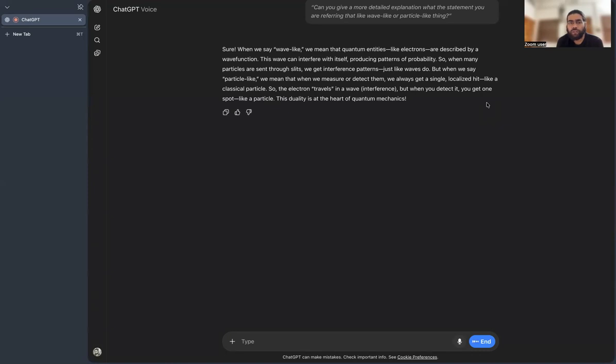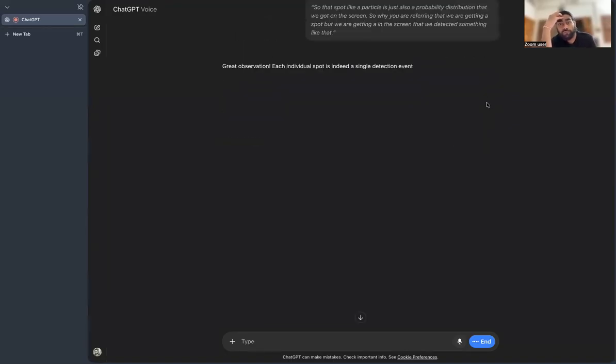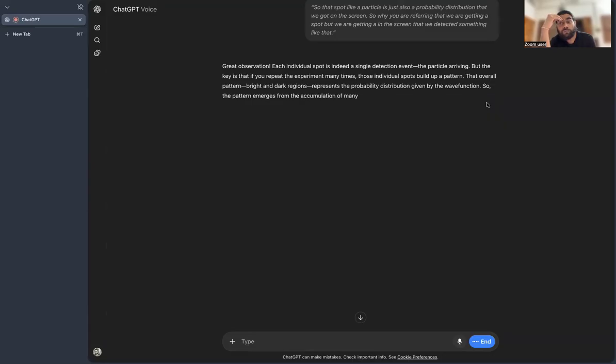So that spot, like a particle, is just also a probability distribution that we got on the screen. So why are you saying that we are getting a spot, when we are getting something on the screen that we detected? Great observation. Each individual spot is indeed a single detection event, the particle arriving. But the key is that if you repeat the experiment many times, those individual spots build up a pattern. That overall pattern, bright and dark regions, represents the probability distribution given by the wave function. So the pattern emerges from the accumulation of many particle detections, each one probabilistic.